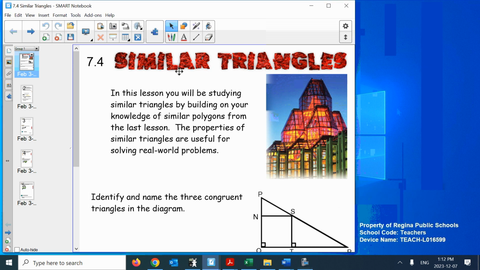This lesson, you'll be studying similar triangles by building on your knowledge of polygons. The properties of similar triangles are useful for solving real-world problems. This is one of the units that builds and continues in whichever type of math you take in grades 10, 11, and 12, because it leads to something. You know those sine, cos, and tan buttons on your calculator? If you have a calculator with sine, cos, tan buttons, that's what this leads into in the next couple of years, because that's all about similar triangles.